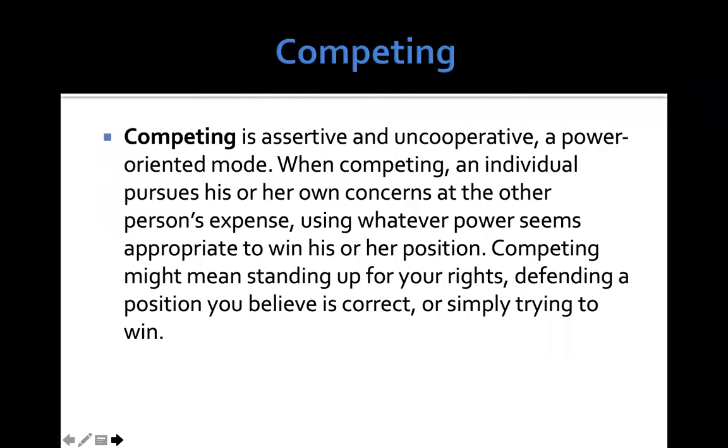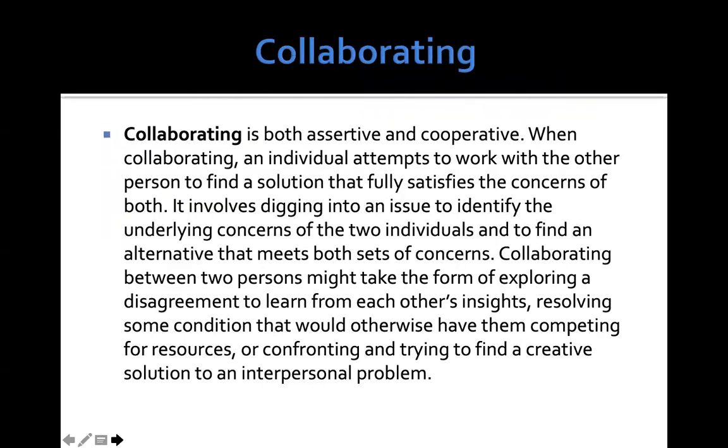So there may be times when you're like this or not. But once again, we're striving to meet in the middle. So collaborating is both assertive and cooperative. When collaborating, an individual attempts to work with the other person to find a solution that fully satisfies the concerns of both. It involves digging into an issue to identify the underlying concerns of the two individuals and to find an alternative that meets both sets of concerns.